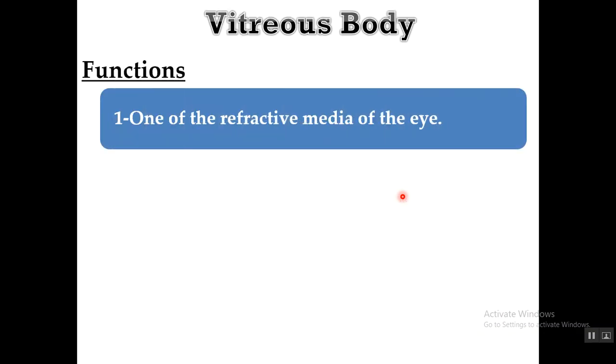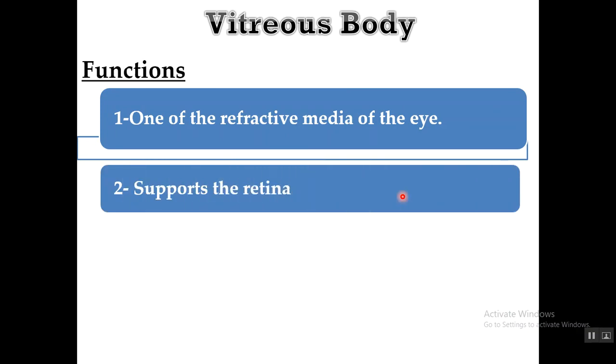This is the vitreous body. What about the function of the vitreous body? Number one, it is a refractive medium. Number two, it supports the retina in its position.